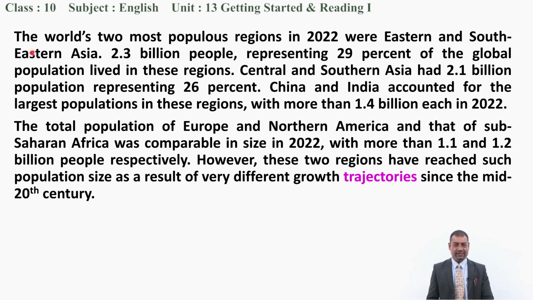Let's begin then. The world's two most populous regions in 2022 were Eastern and Southeastern Asia. 2.3 billion people, representing 29% of the global population, lived in these regions. Central and Southern Asia had 2.1 billion population, representing 26%. China and India accounted for the largest populations in these regions, with more than 1.4 billion each in 2022.